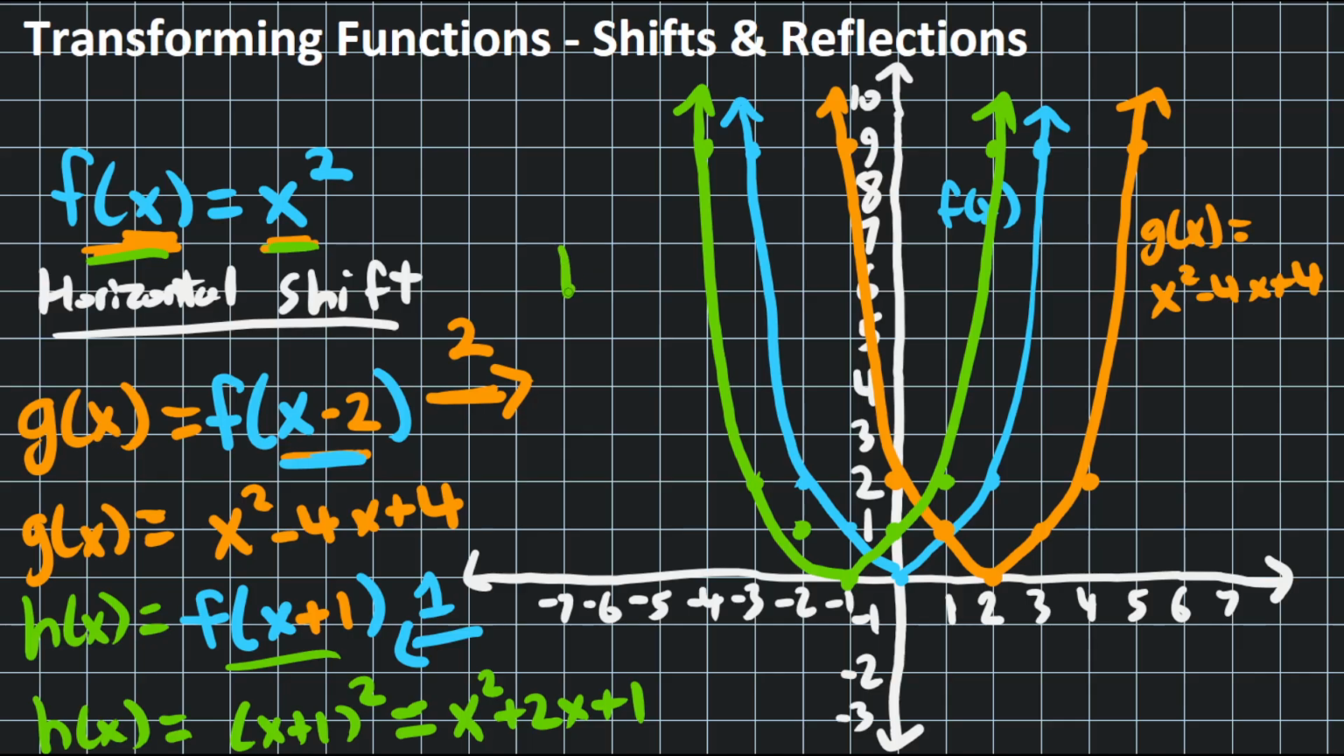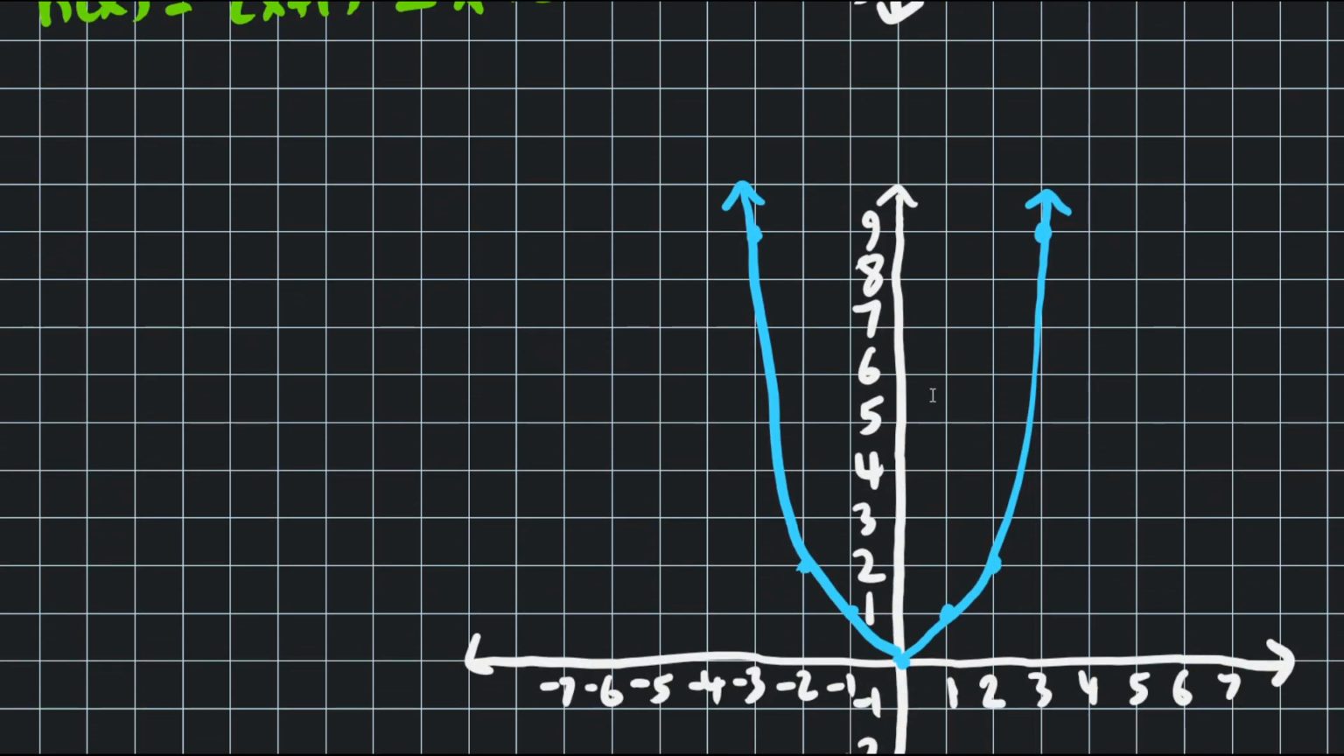And there it is. That's h of x, which equals x squared plus 2x plus 1. And that's h of x in green. All we did was shift f of x to the left by 1. So that is how horizontal shifts work, and that is how you shift a function. You can shift a function up, down, left, and right. And now we will talk about a different type of transformation called reflections.